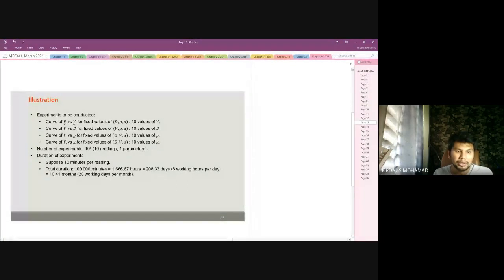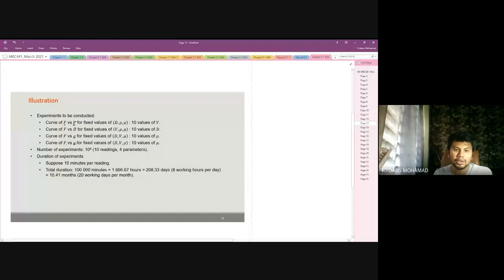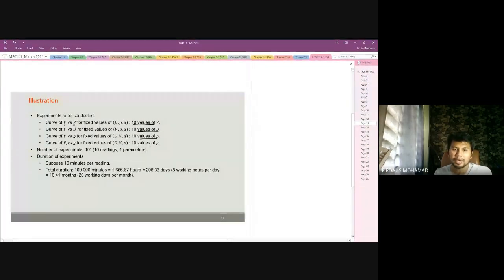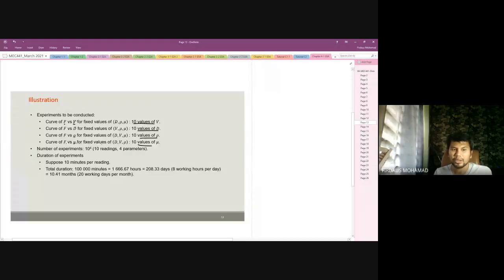Kalau kita nak F versus V, maknanya yang 3 lagi tu kita constant, fix. D, rho dengan mu kita fix. Kalau satu eksperimen, satu curve ni kita ambil 10 bacaan, 10 values of V and then 10 values of D, 10 values of rho, 10 values of mu. So number of the experiment to be conducted 10 power of 4. Sebab apa? 10 reading 4 parameter V, D, rho dengan mu.